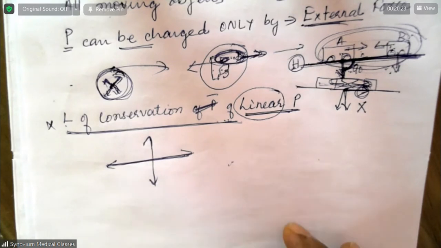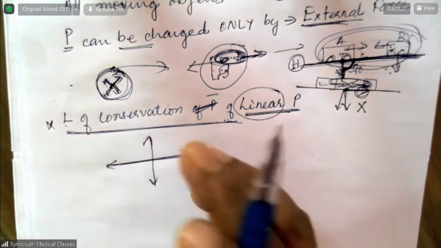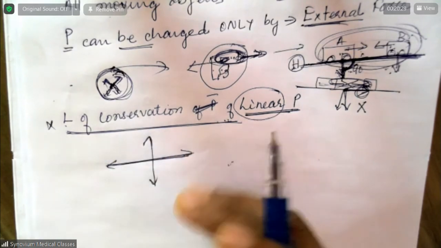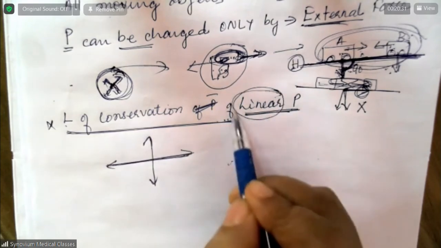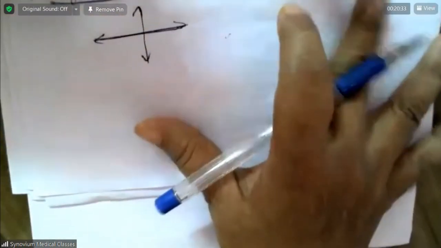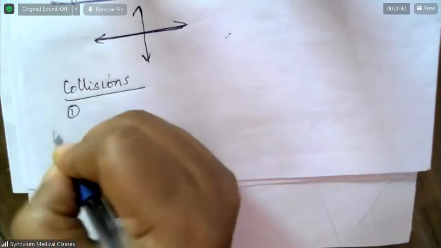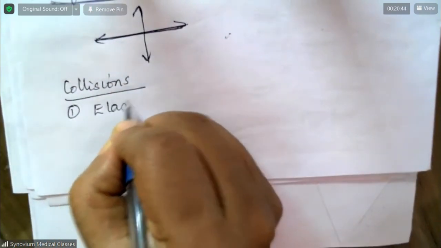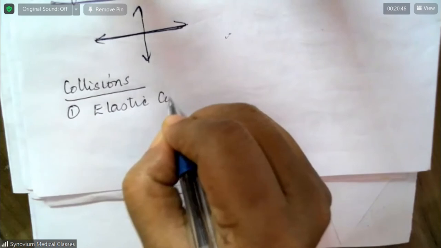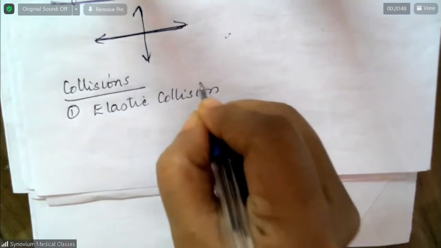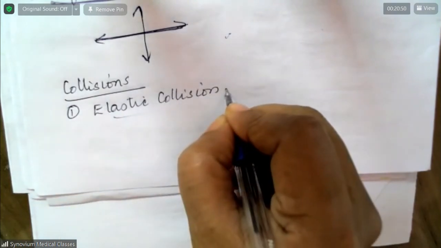Collision in one direction. Okay, again collision. So when we apply questions to collision, remember this linear collision. What is collision and what are the types of collision? Number one, elastic collision. What is elastic collision? Kinetic energy before and after the collision is the same.